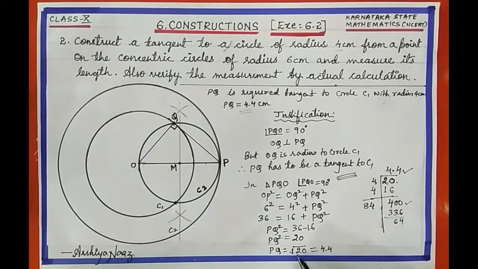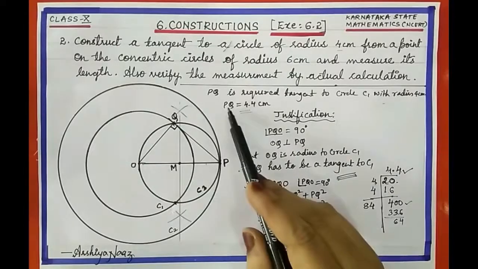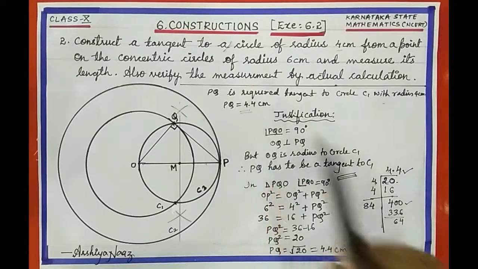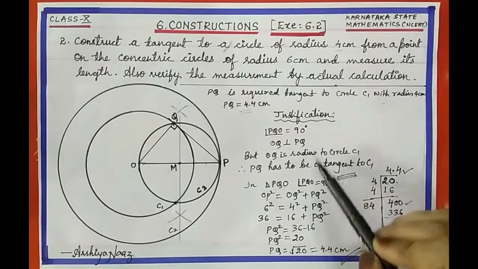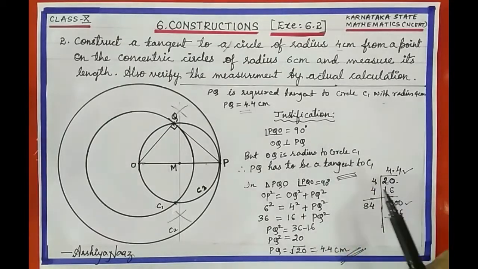So let it be, as we have got the answer here, 4.4. So the square root of 20 is equal to 4.4, and the length of PQ with actual calculation we got 4.4 centimeter, which is equal to what we have measured with the help of the scale. This PQ is equal to 4.4 centimeter. So this is the required justification, and this is the calculation for the measurement of the tangent.